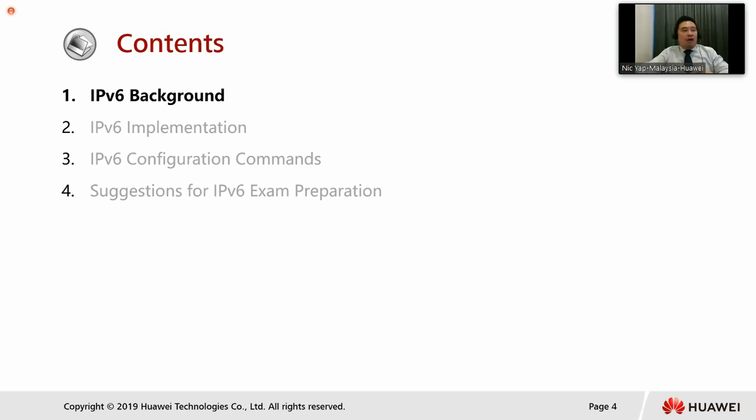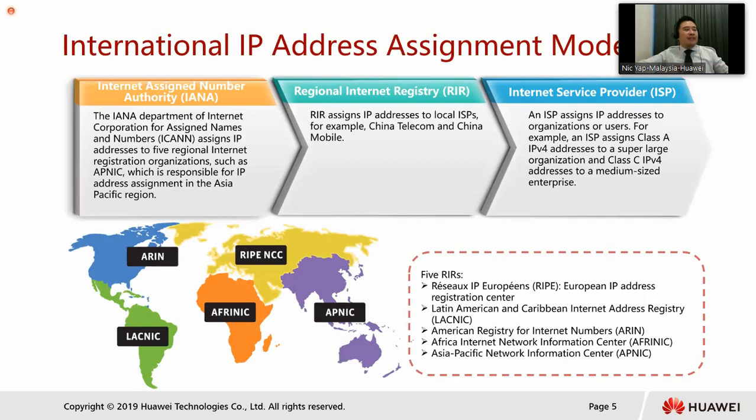So, on the background of IPv6, what does that mean? First, we need to know the international IP address assignment model. Before we go into IPv6, we need to know how IPv4 is distributed to the different regions. IPv4 address assignment is always done by IANA, the Internet Assigned Numbers Authority, a global authority.